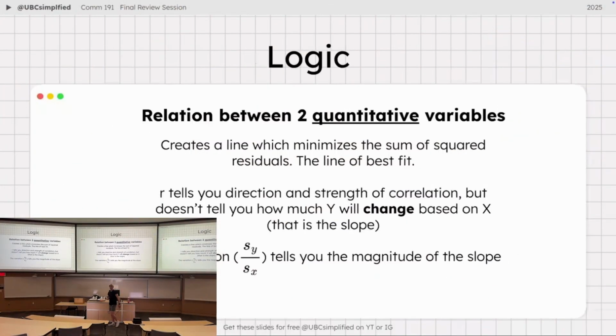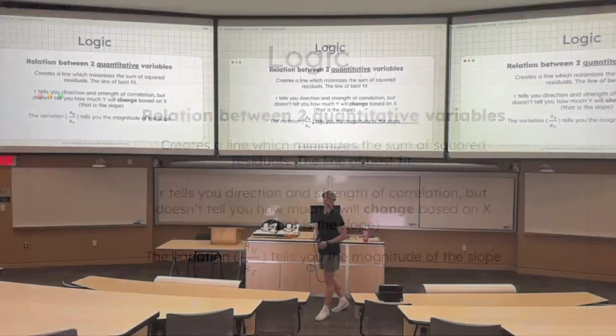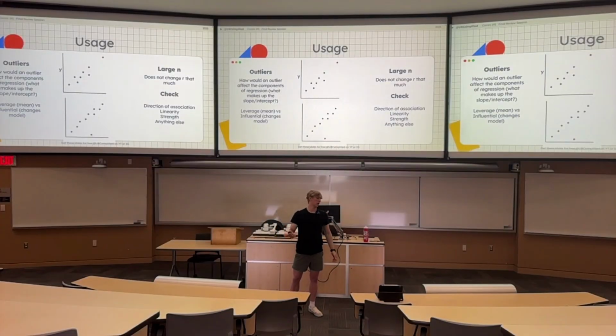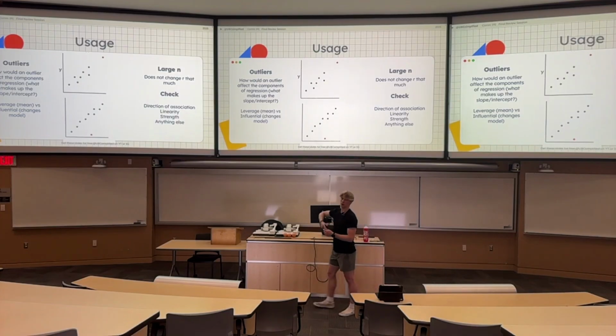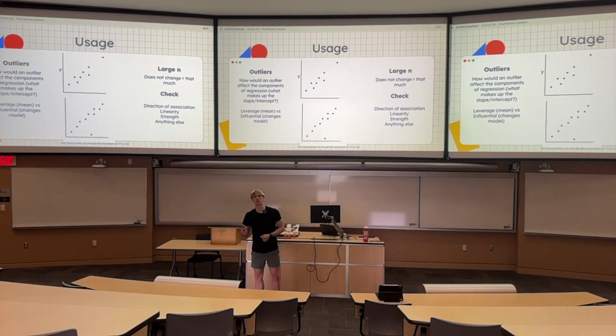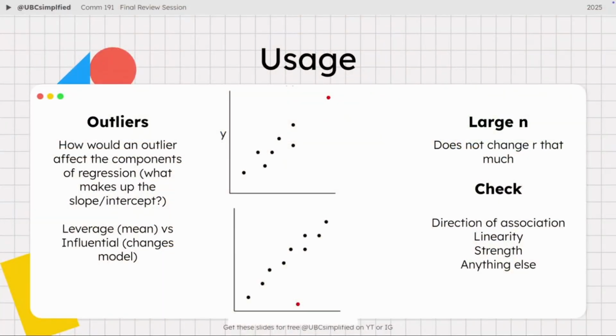Cool. Okay, so again, the logic is between two quantitative variables. We already covered that. Strength is told by r, but the magnitude, which is how much y will change based on x, is determined by the standard deviation of y and x. So that will tell you the magnitude. And then a little bit on outliers. Outliers which are far from the mean will have high leverage, and if an outlier, when removed, drastically changes the line of best fit, that will be called influential. So it will change the model if it's removed or put back in. That's just how it can affect the model, whether it's in or not.